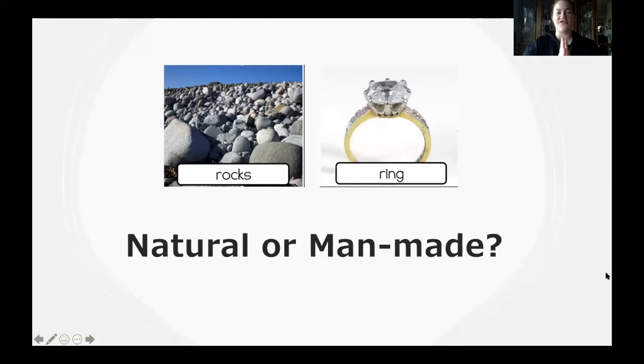Okay, our first set of objects, we have a picture of rocks and a ring. One of these is a natural resource. That means it just happens in nature. And one of these is man made. As much as it would be really cool to just walk outside and find a big diamond ring, I don't think they just occur naturally. I think that the ring is man made and the rocks are the natural resource. That was fun. Let's try again.